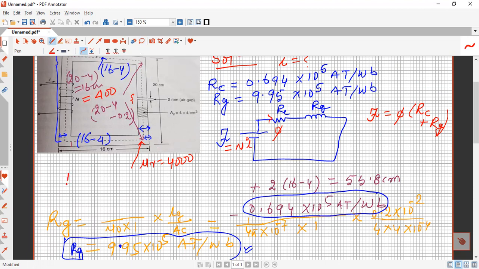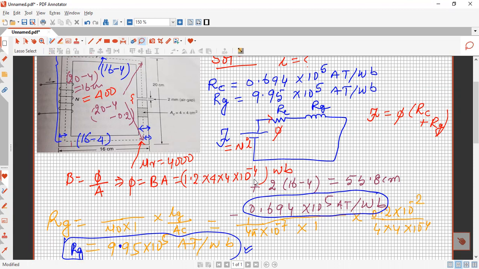So B in the air gap is given. B equal to flux divided by area, so phi will be equal to B into area. B is given as 1.2 and area is given as 4 into 4 into 10 to the power minus 4. So we will get the flux here, and our flux is known. We can put the value of flux here, and reluctance is known. In MMF, we have the number of turns multiplied by current. The number of turns is known, so we can find how much current is flowing.